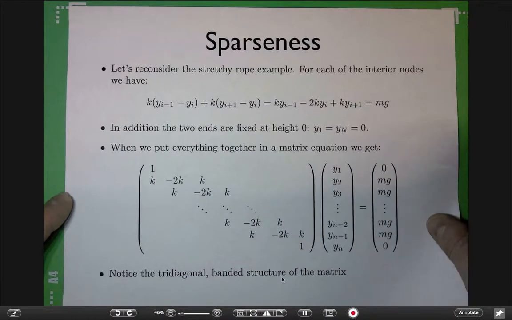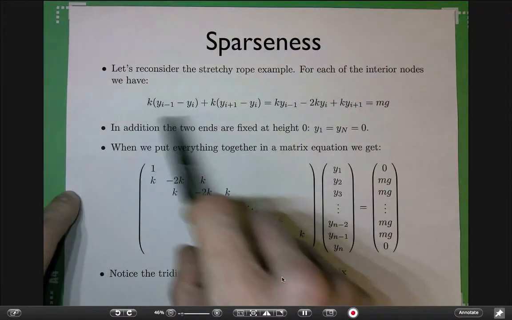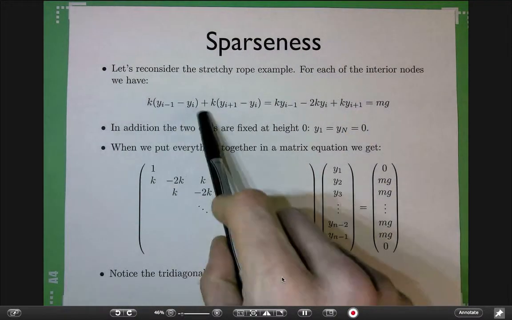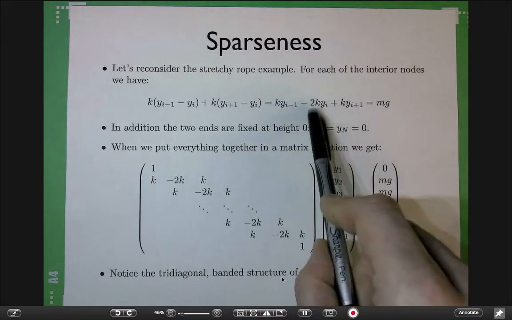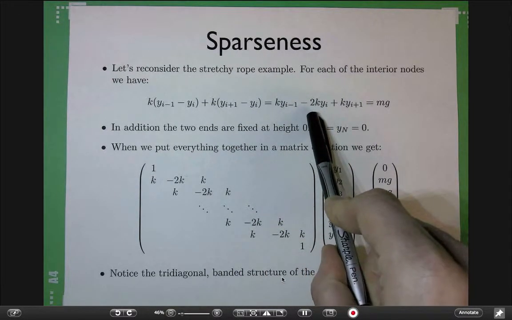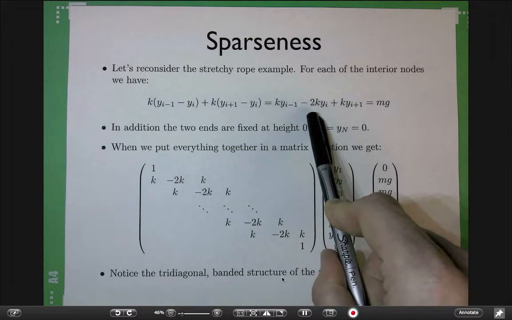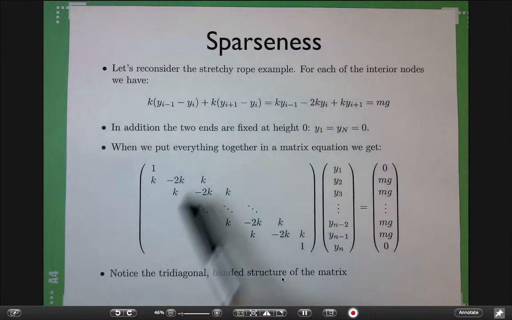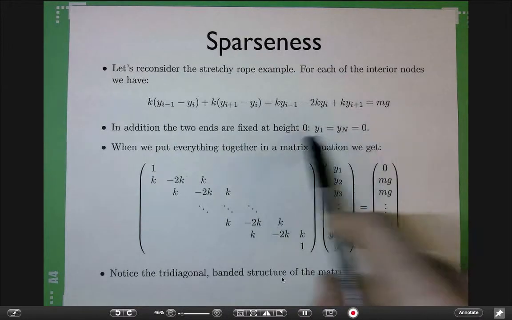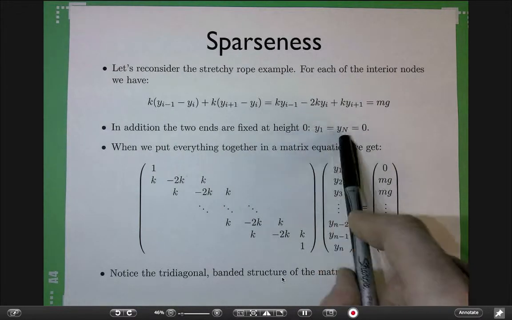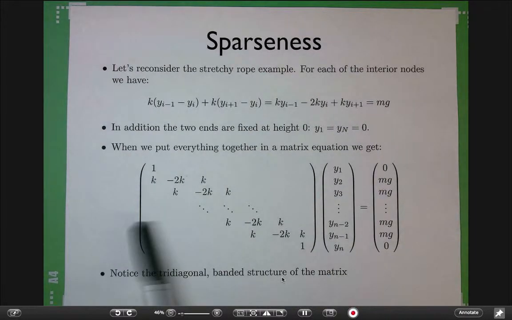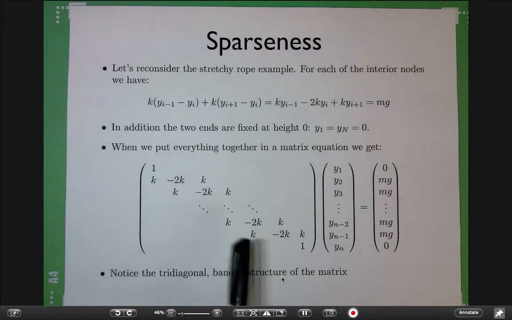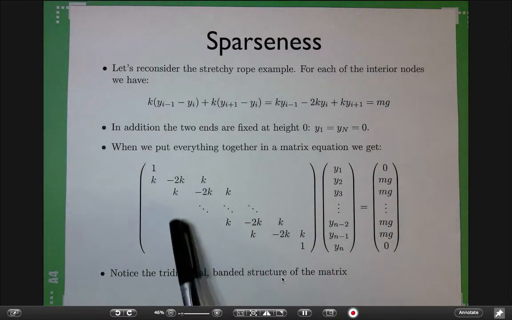If I write down all the equations of the stretchy rope, so this was one of the equations of my stretchy rope, right? I showed you that this is again nothing but a finite difference approximation of the second derivative. And I have the two additional constraints that the 2 endpoints are the boundary conditions. And if I write it in matrix form, I get this matrix formulation. This is the system matrix.